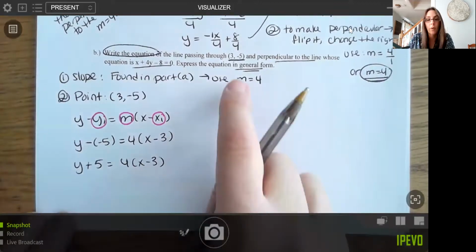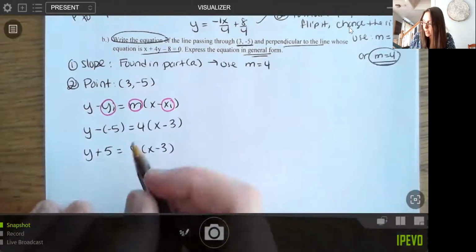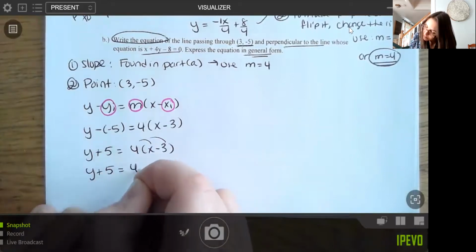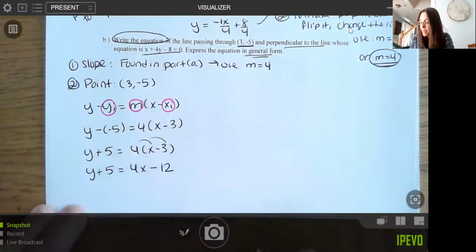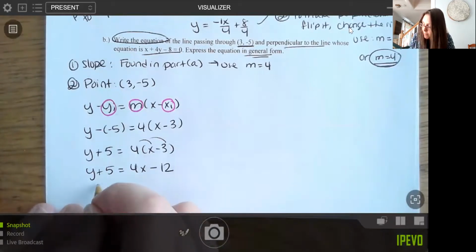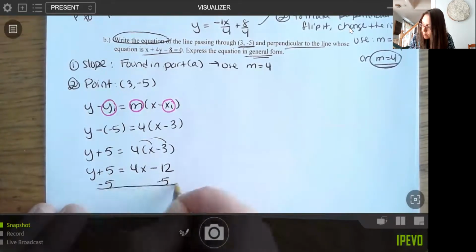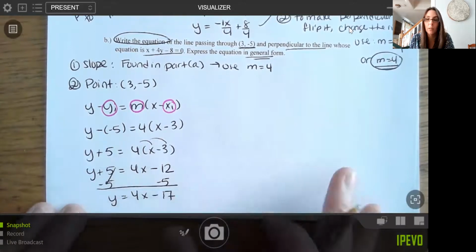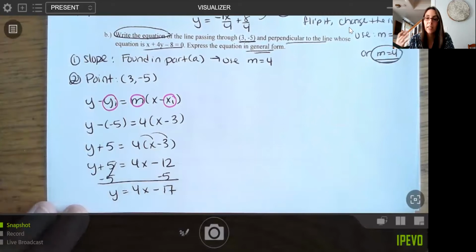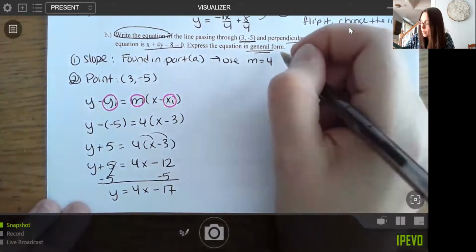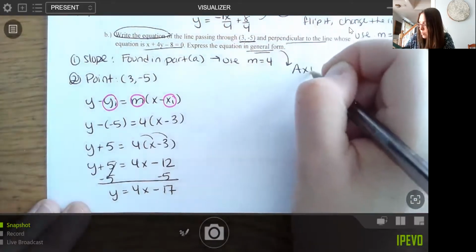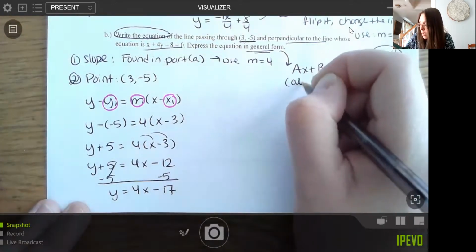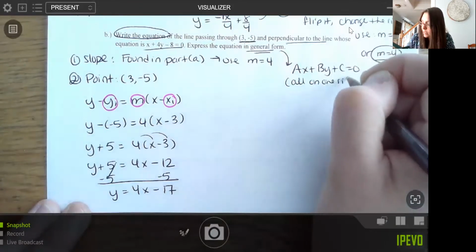Now it asks for the general form, so you're going to keep simplifying here. I'm going to multiply through by 4. I'm going to keep cleaning up, so I am going to bring that 5 to the other side. I tend to just naturally go into that slope-intercept form because we use it so often. So you're just going to really just clean it up. And then just remember that general form looks like this. It's ax plus by plus c equals 0. So it's all on one side. Everything goes to one side.